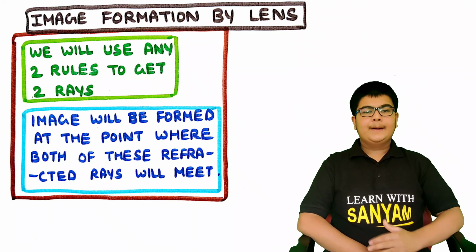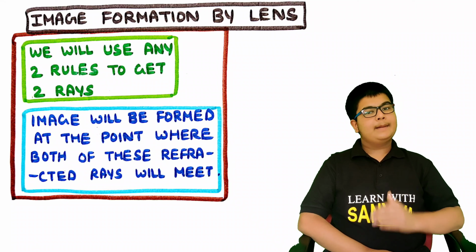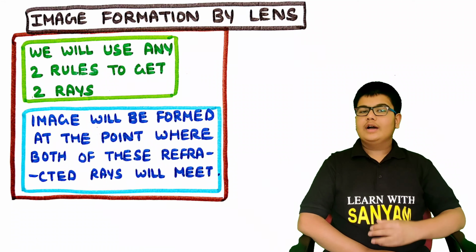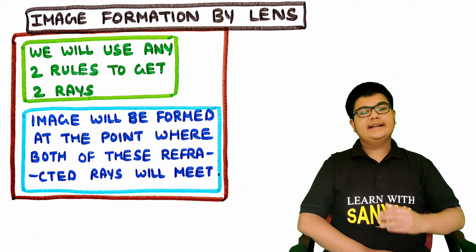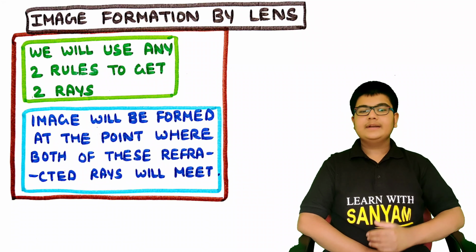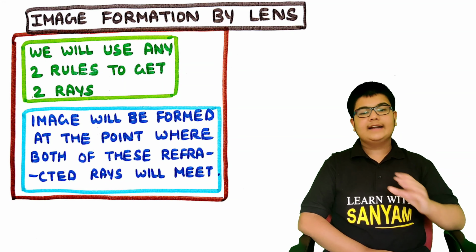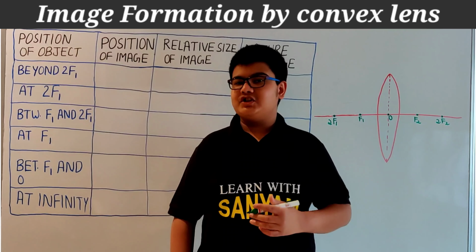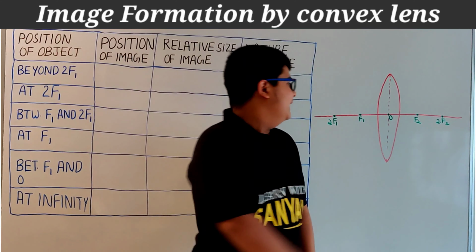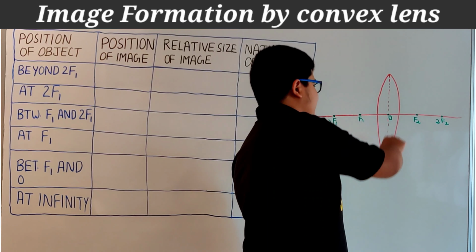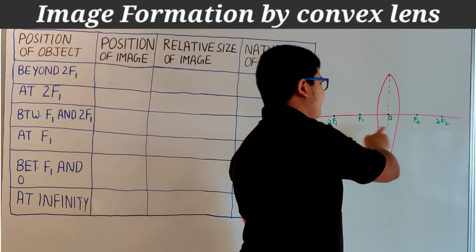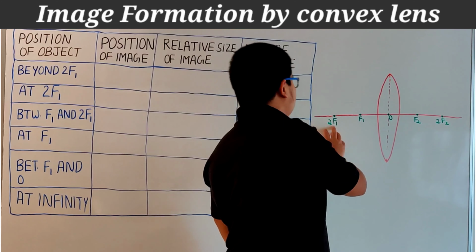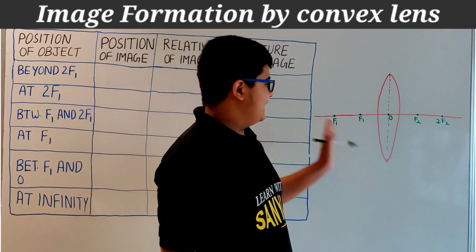So after studying the 3 rules for image formation by a convex lens, let's study how we can form images. Again, we will use any 2 rules to get the 2 rays, and the image will be formed at the point where both of these refracted rays meet. So now let's understand image formation by a convex lens. Here I have a convex lens with its optical center, its 2 foci F1 and F2, and here the centers C1 and C2, which can also be written as 2F1 and 2F2. So this is the base diagram.